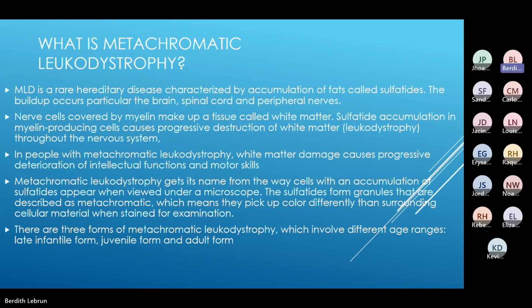Metachromatic leukodystrophy gets its name from the way the cells with accumulation of sulfatide appear when under a microscope. The sulfatide forms granules that are described as metachromatic, which means they pick up color differently than surrounding cellular material when stained for examination. There are three forms of MLD, which involve different age ranges: late infantile form, juvenile form, and adult form.